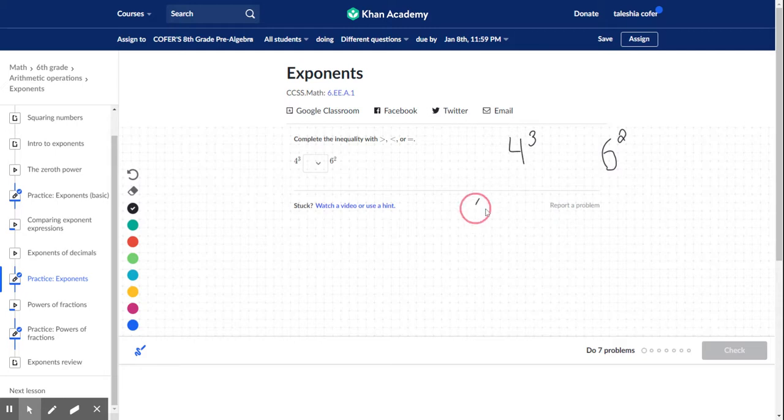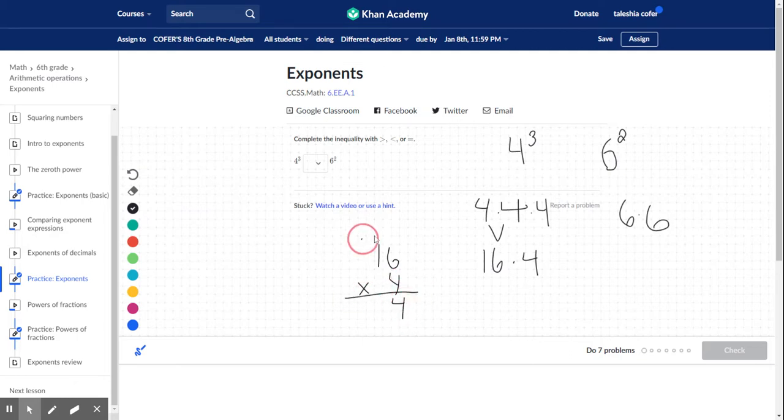The 4 to the third power, that's saying 4 times 4 times 4, and the 6 to the second power is saying 6 times 6. They want me to compare the two. 4 times 4 gives me 16, but I still have to multiply it by another 4. 16 times 4, I know that 4 times 6 will give me a 24, so I write a 4 and I carry a 2. 4 times 1 is 4, plus 2 is 6, so I now know that 16 times 4 is 64.